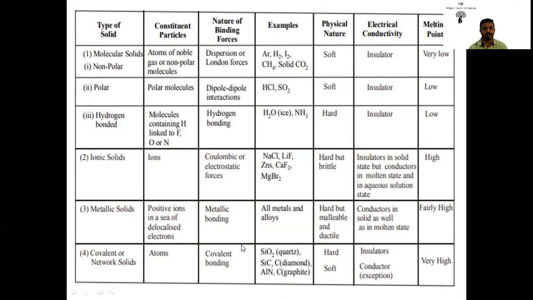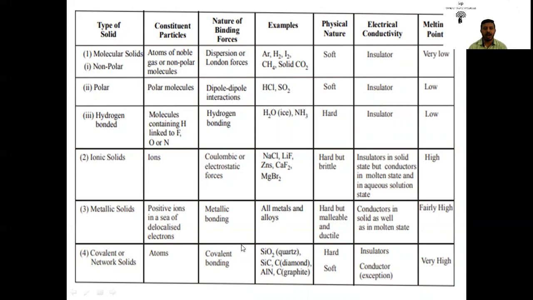Then the third type of molecular solid is hydrogen bonded molecular solids. I know that you are familiar with hydrogen bonding. We can expect hydrogen bonding only when hydrogen is directly attached to highly electronegative elements like fluorine, nitrogen, as well as oxygen. Hydrogen bonding itself acts as the attractive force. Examples: H2O, NH3, HF, etc.